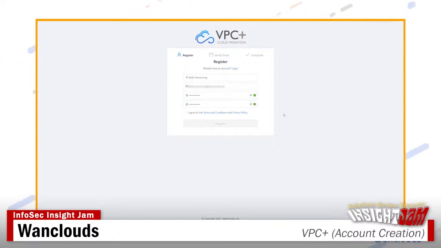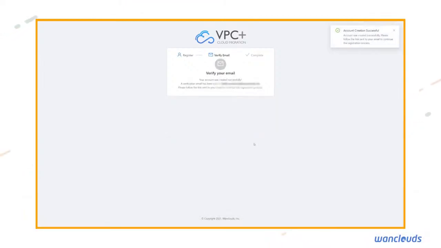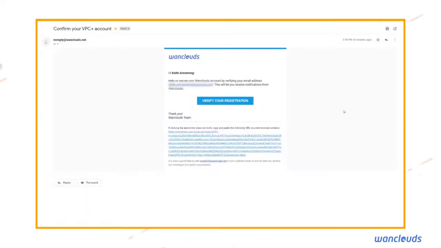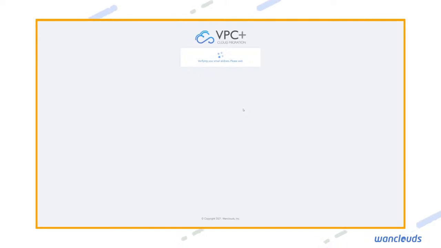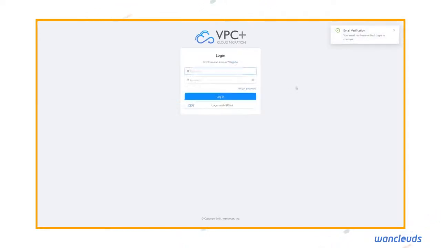Next, agree to the terms and conditions and the privacy policy, and click Register. A verification link will be sent to the email you provided to complete your account setup. In the email you receive, click the Verify Your Registration button to verify your email. After your email has been verified, you can log into VPC Plus to begin the setup workflow.